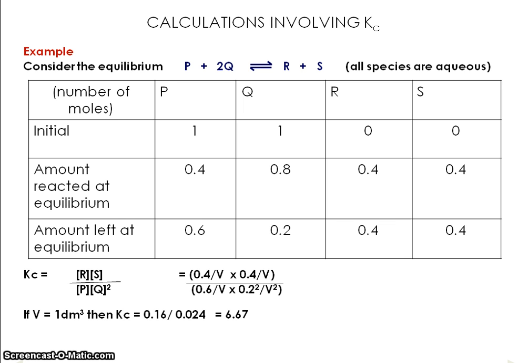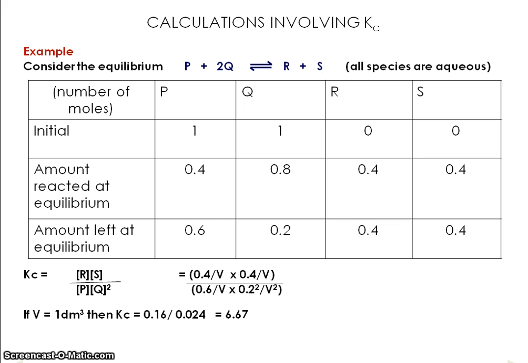If we now plug in our figures, at the top we've got concentration of R, which is 0.4 divided by V, and then S is 0.4 divided by V. So we've got 0.4 divided by V times 0.4 divided by V. Then on the bottom, we've got the concentration of P. Our amount left at equilibrium is 0.6, so that's 0.6 divided by V. And then for Q, we've got to square that, so that's 0.2 of Q that we've got left. So it's 0.2 squared divided by V squared.